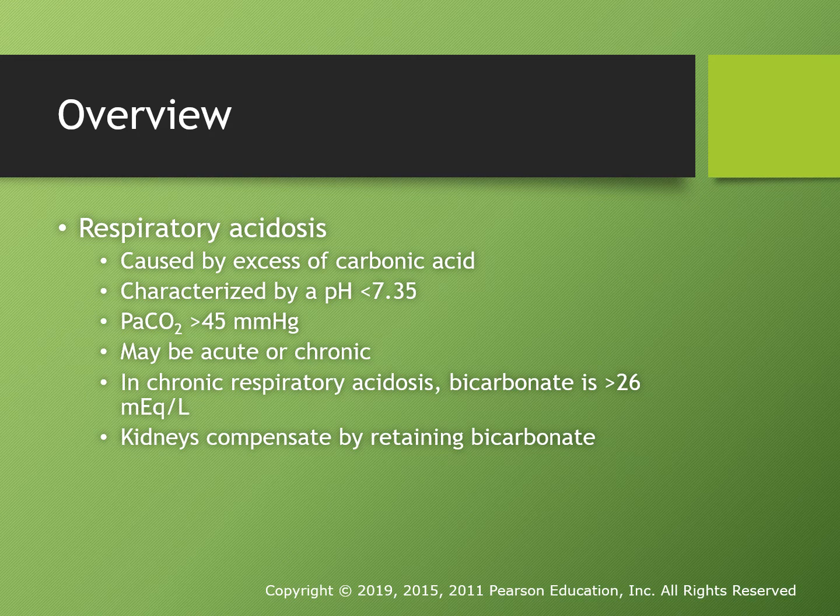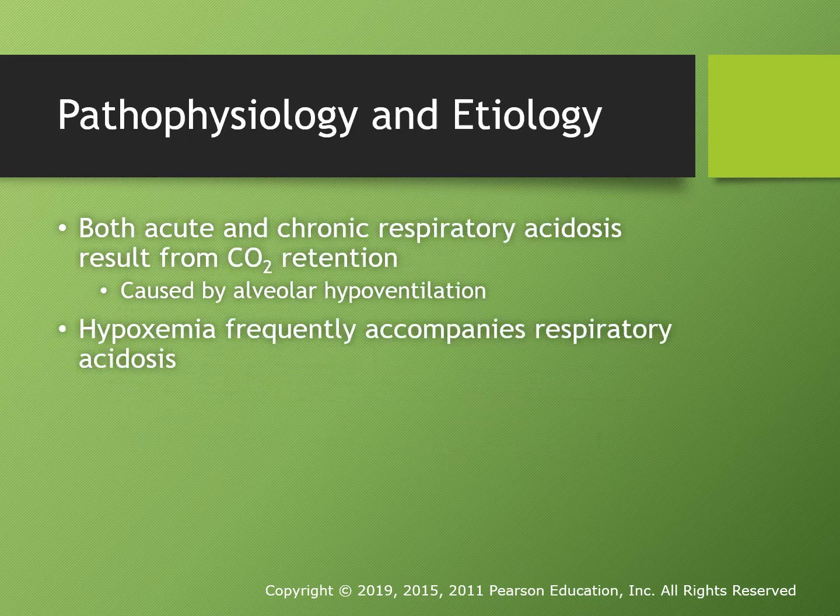Respiratory acidosis may either be acute or chronic. In chronic respiratory acidosis, the bicarbonate level is higher than 28 as the kidneys compensate by retaining bicarbonate. And we're going to talk about the differences of acute and chronic.